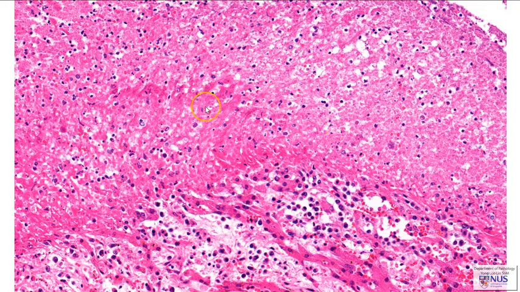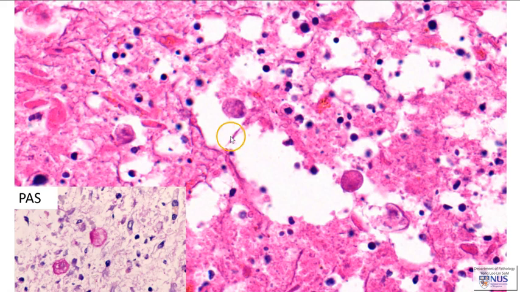And here again, a higher magnification picture showing large areas of amorphous necrosis. Here we can see the organisms, which are oval in shape, and they are quite degenerate here, so we can't see the nucleus very well. This is an example of the PAS stain, which highlights these organisms.